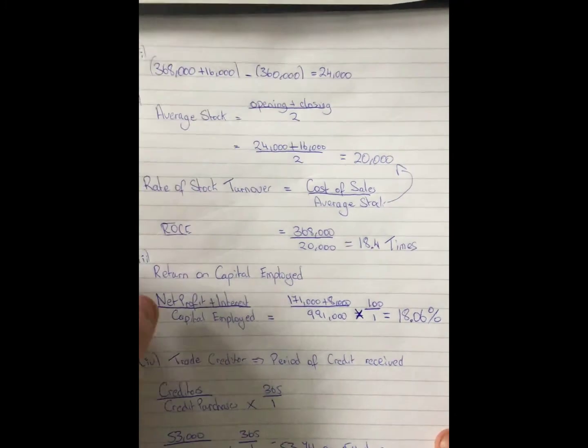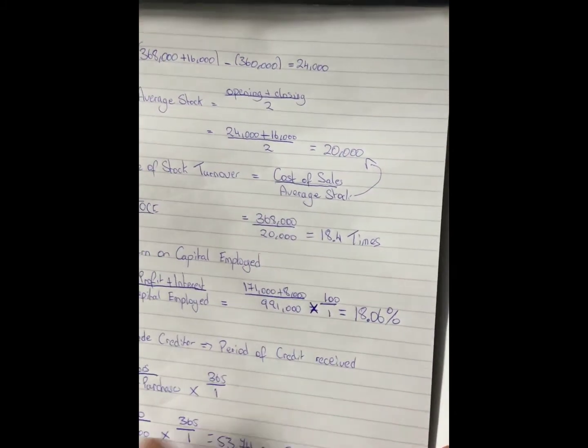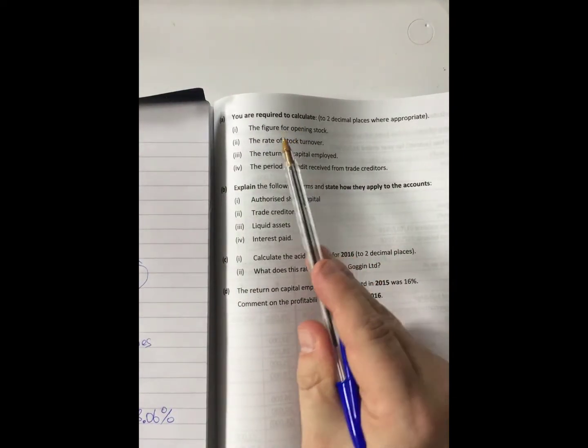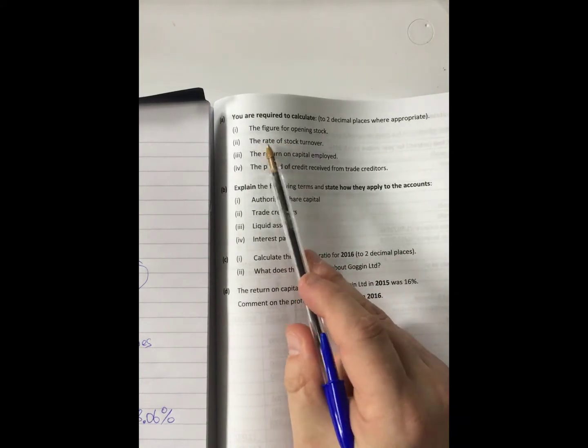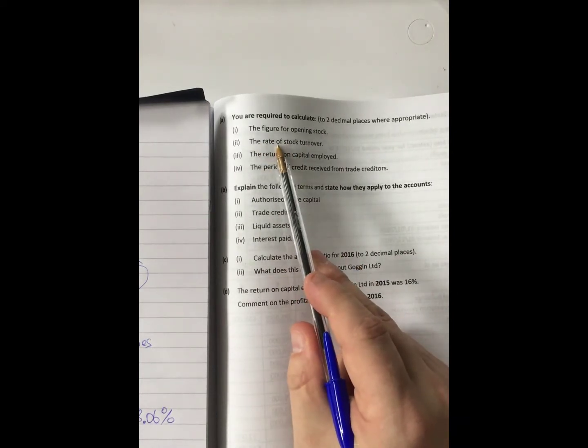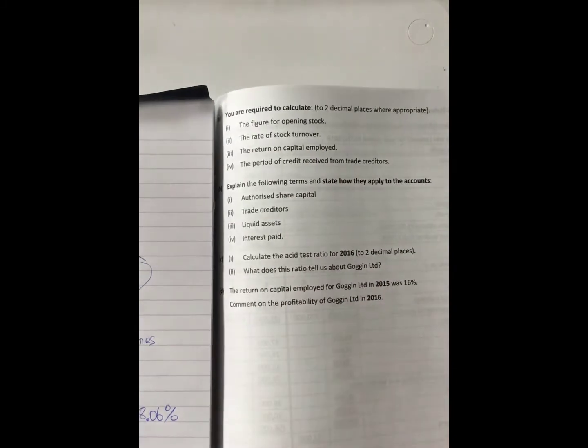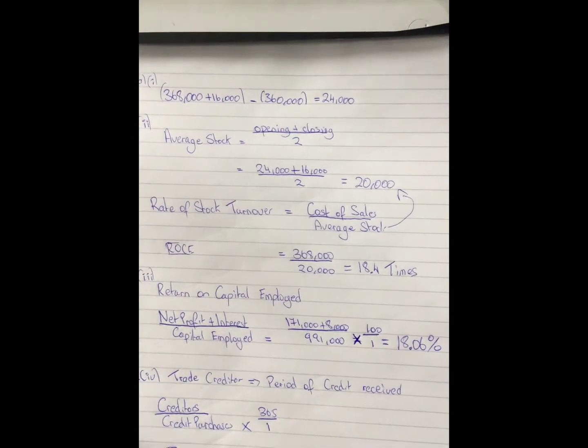Okay, so just to look again, the 4 things, just to recap what we're asked to do. We're asked to get the figure for open stock. Remember, work backwards. The rate of stock turnover, make sure you get the average stock. The return on capital employed, and the period of credit received from trade creditors, and that's the solutions there.